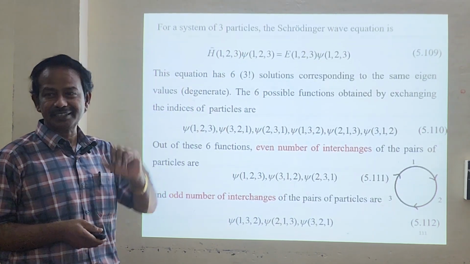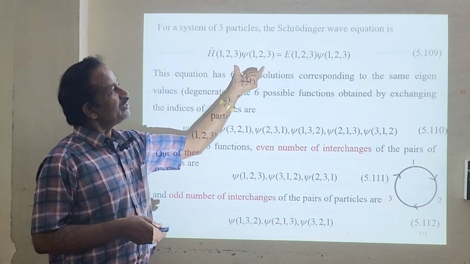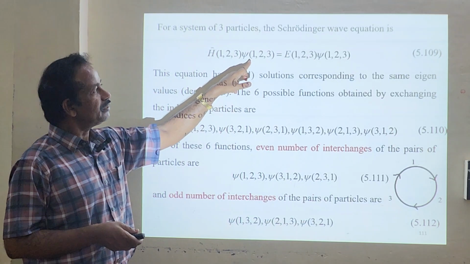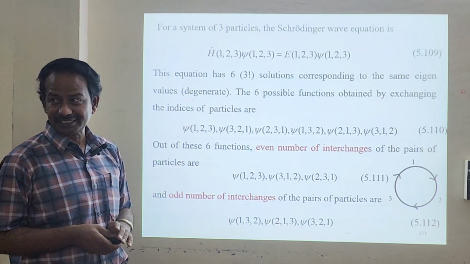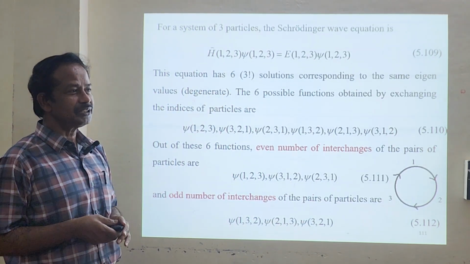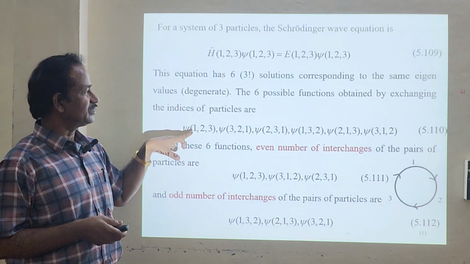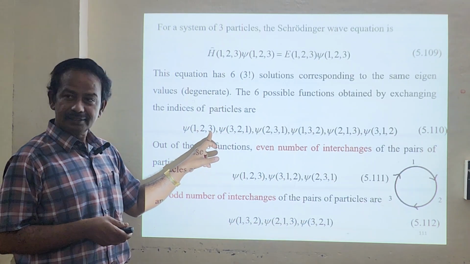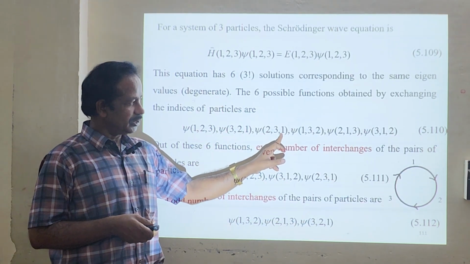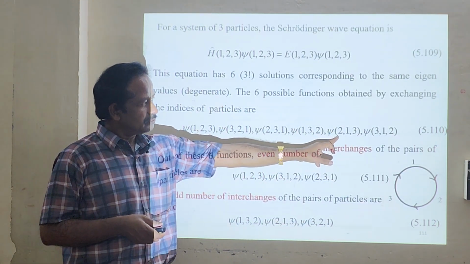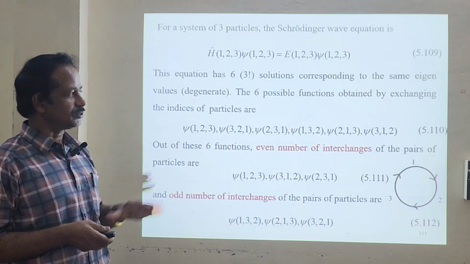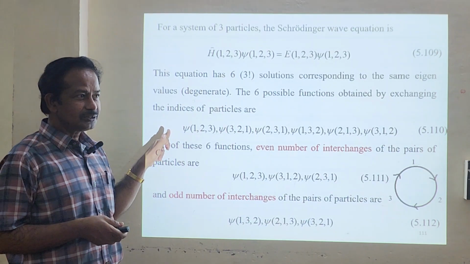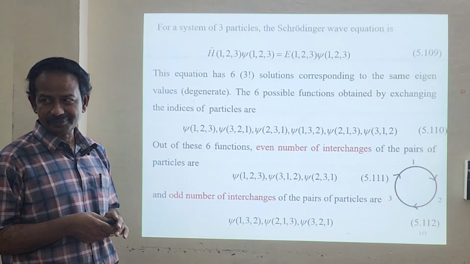Now we are going to have 3 particles. Hψ equal to Eψ. So we have 3 particles, 1, 2, 3. Now we are going to interchange. What permutations will be there? There are 6 possible solutions: ψ123, ψ321, ψ231, ψ132, ψ213 and ψ312. So there are 6 possible wave functions. Correct? So this is 3 factorial.